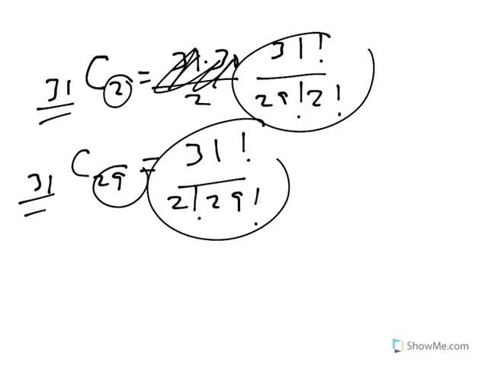This is using the ice cream example, because if I go in and ask for a 2-scoop cup, I'm leaving off 29 flavors. So for every 2-scoop cup that I could make, someone else could make a 29-scoop cup that has the opposite flavors. So that's the basics about permutations and combinations.